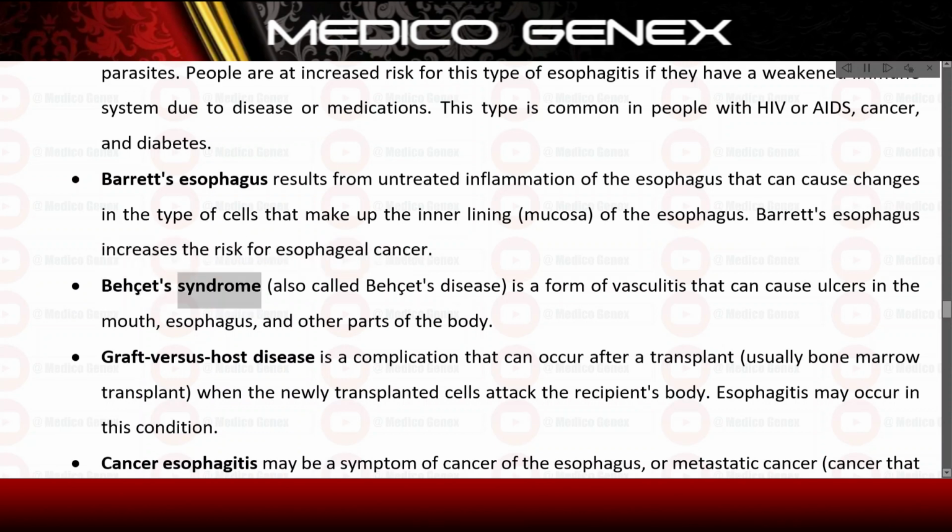Behçet's syndrome, also called Behçet's disease, is a form of vasculitis that can cause ulcers in the mouth, esophagus, and other parts of the body. Graft versus host disease is a complication that can occur after a transplant, usually bone marrow transplant, when the newly transplanted cells attack the recipient's body.